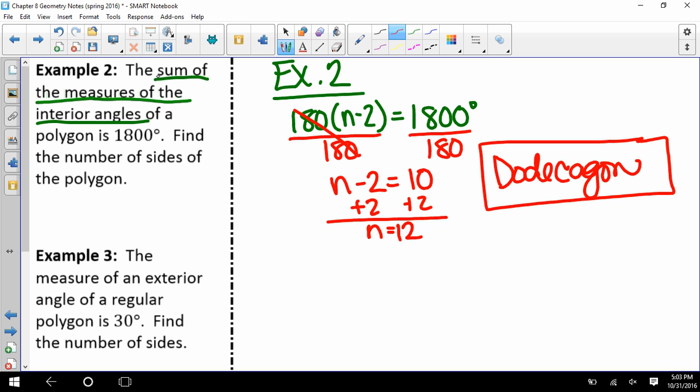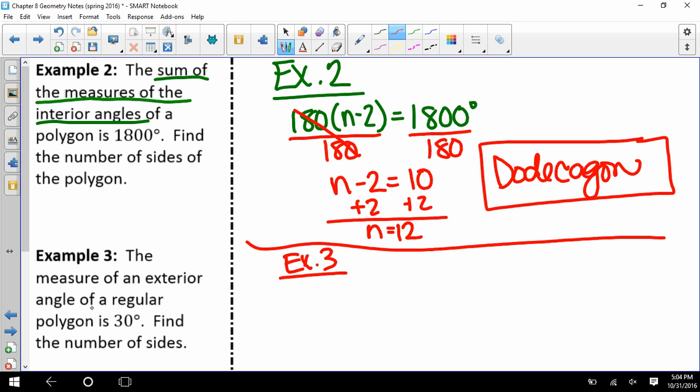So the wording tells you some of the measures of the interior angles, that's your 180 times n minus 2. They didn't tell you n, but they told you what the sum equals, and then you solve. All right, example 3.